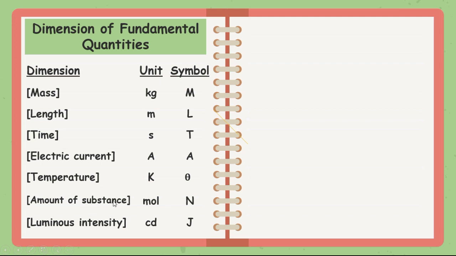Amount of substance, the unit is mole. The symbol is a capital N. Luminous intensity, candela. The unit is cd, but the symbol is a capital J. So these are the known 7 fundamental quantities, their units and their symbols. I trust that you have remembered all this.